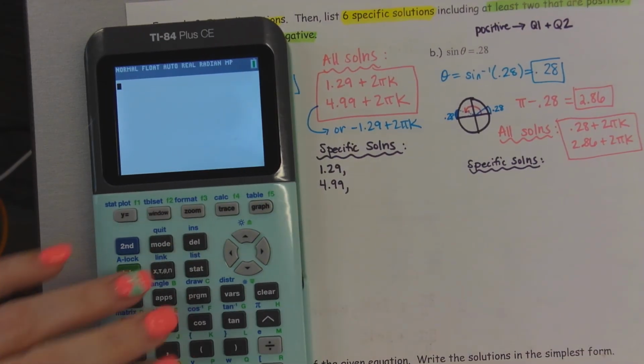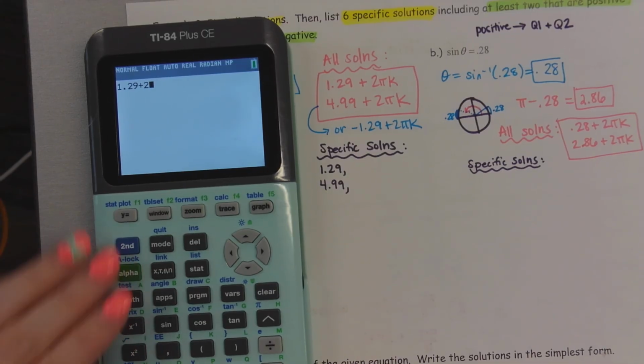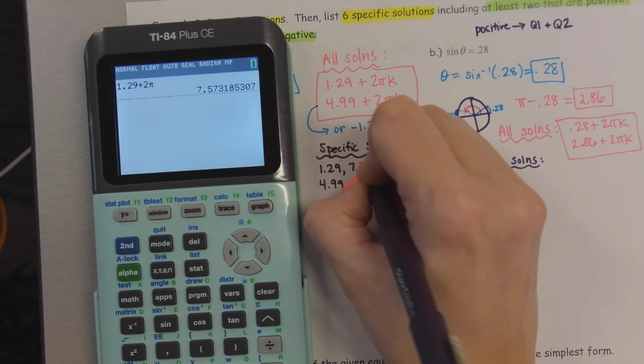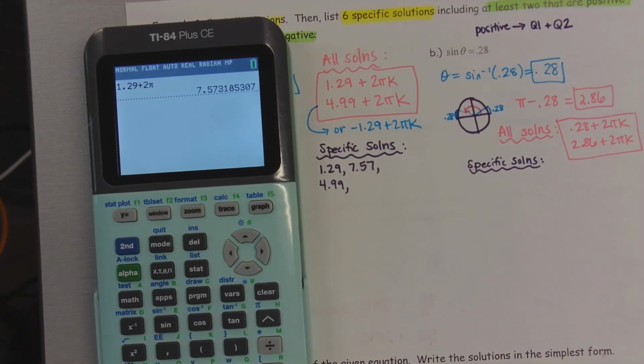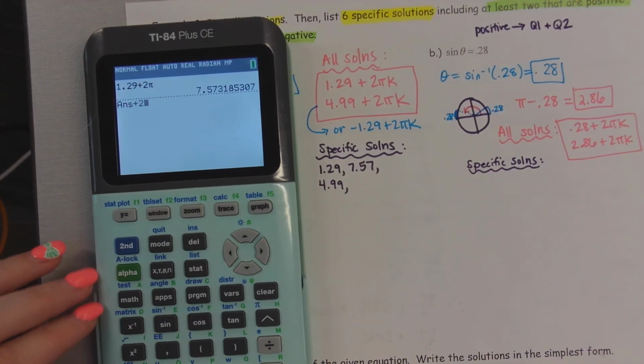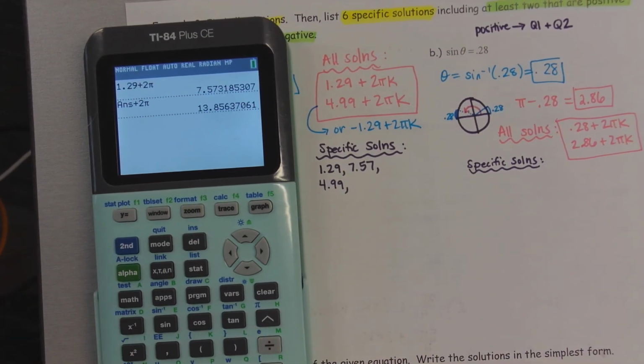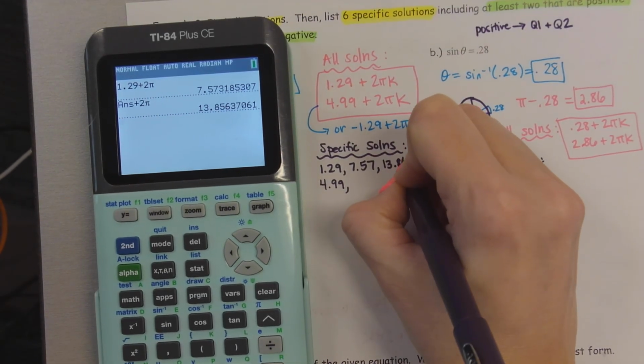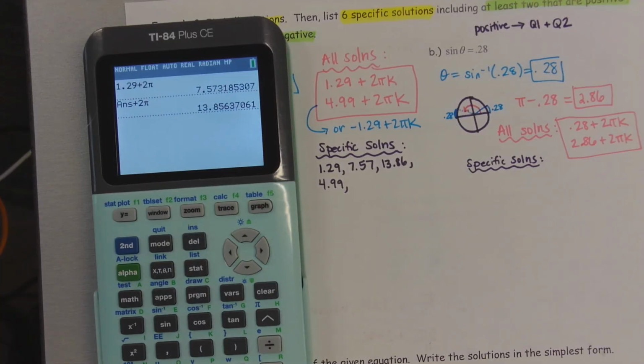Okay, and then if you do 1.29 plus 2 pi, that's going to give you another one. So 7.57, that would be a specific solution. You can just keep adding 2 pi if all you need are positive solutions, right? Okay, so those are places on the unit circle where you did a rotation would end up in a place where the cosine would be 0.28.